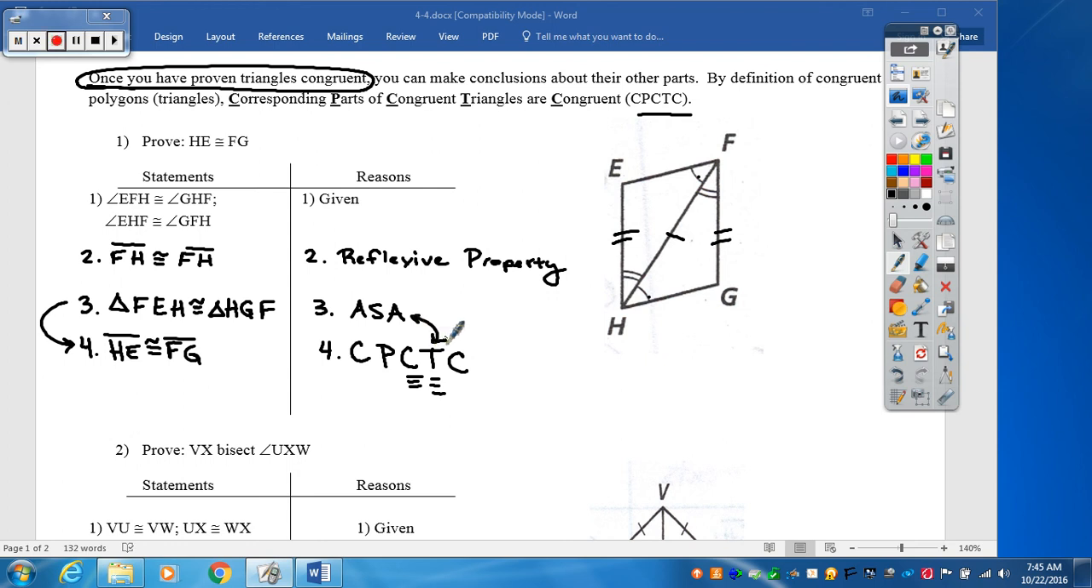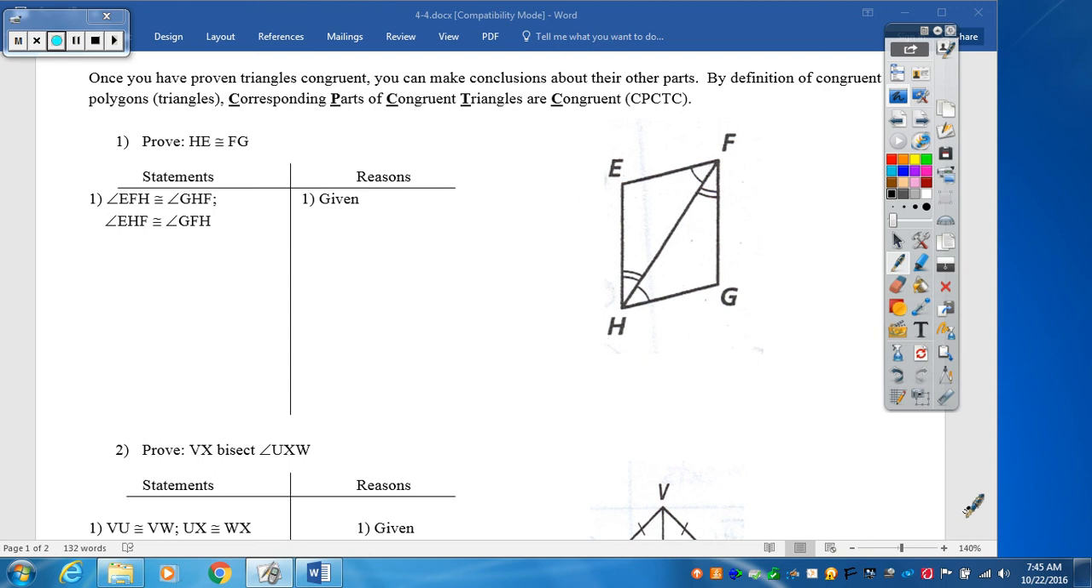I never, ever, ever want to see you put this as a justification prior to proving triangles congruent. Because if you do, that just tells me you have no idea what that means. Okay? So again, corresponding parts of congruent triangles have to be congruent. Okay? All right, let's go on to the next one here.